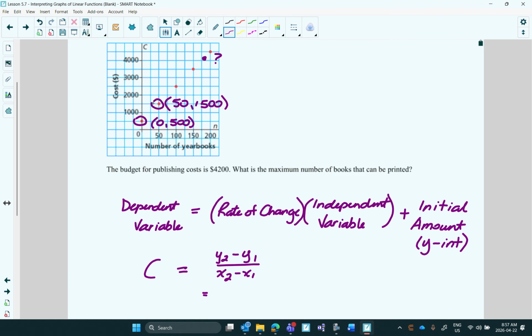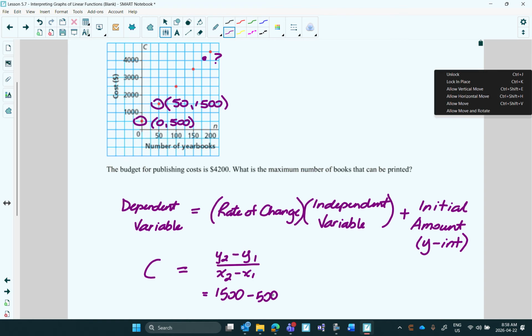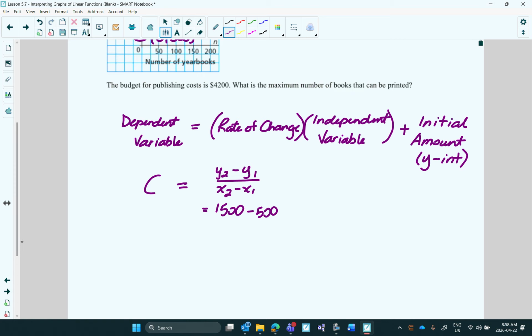So find the slope of those two by taking the second y minus the first y over the second x minus the first x. So it's going to be 1,500 minus 500 over 50 minus 0, which is 1,000 over 50, which is 20. So the rate of change is 20. And that's what we want.